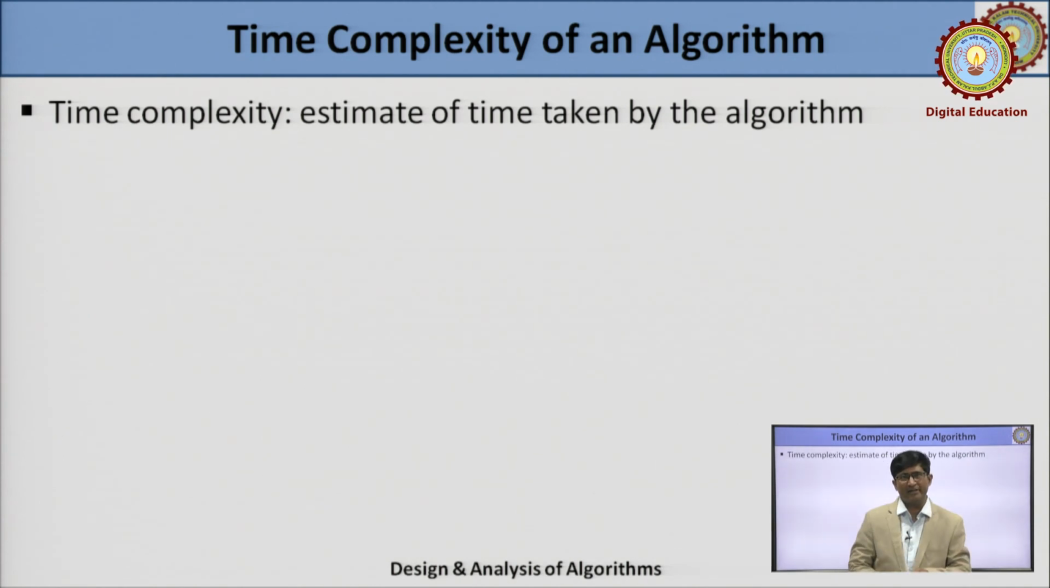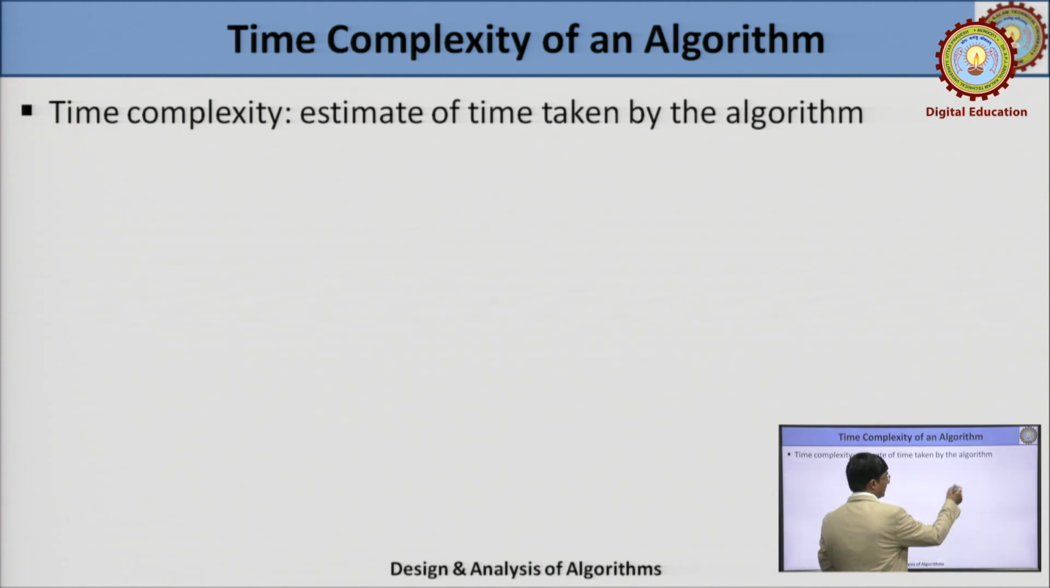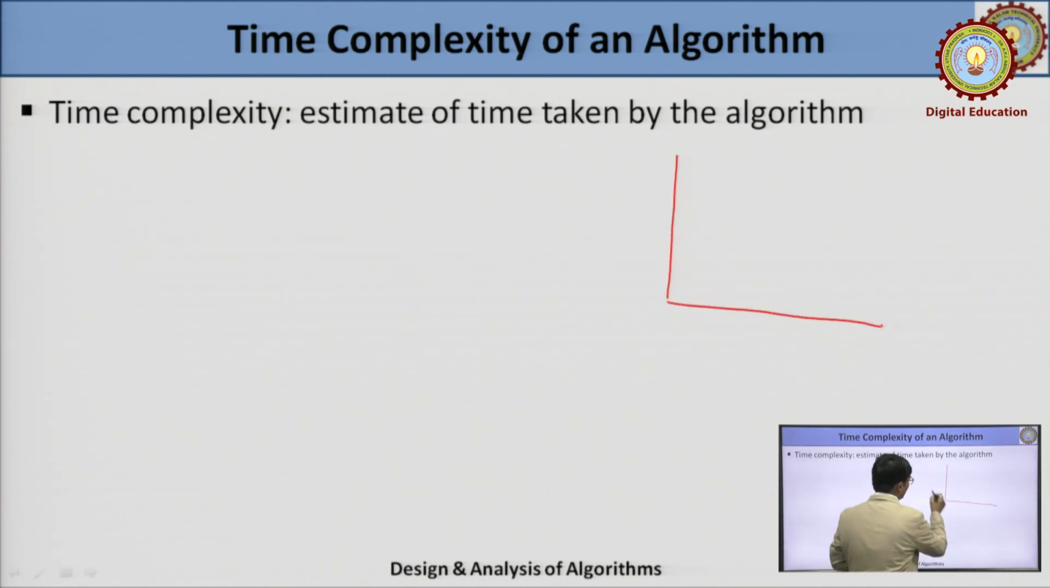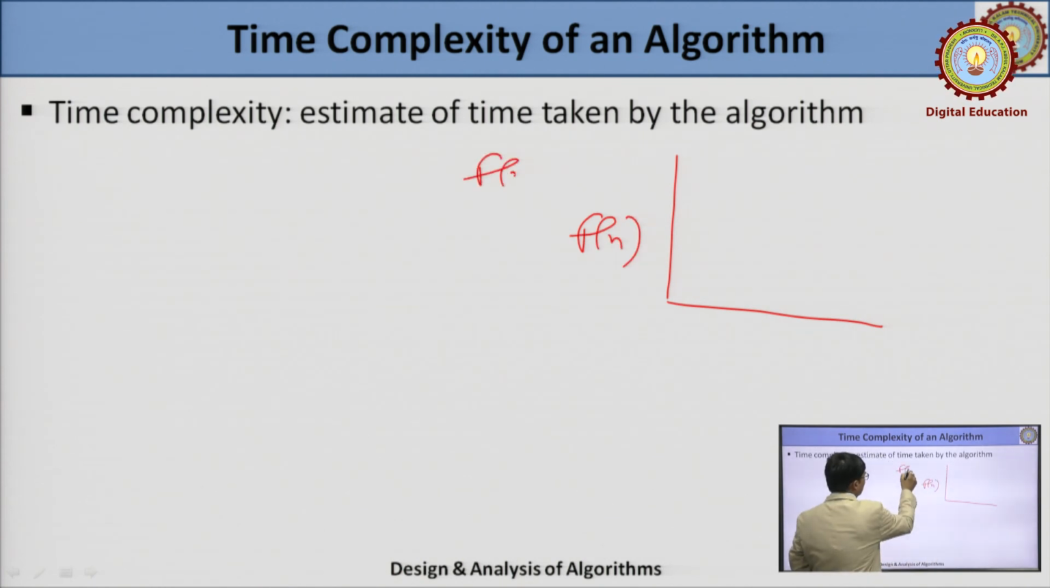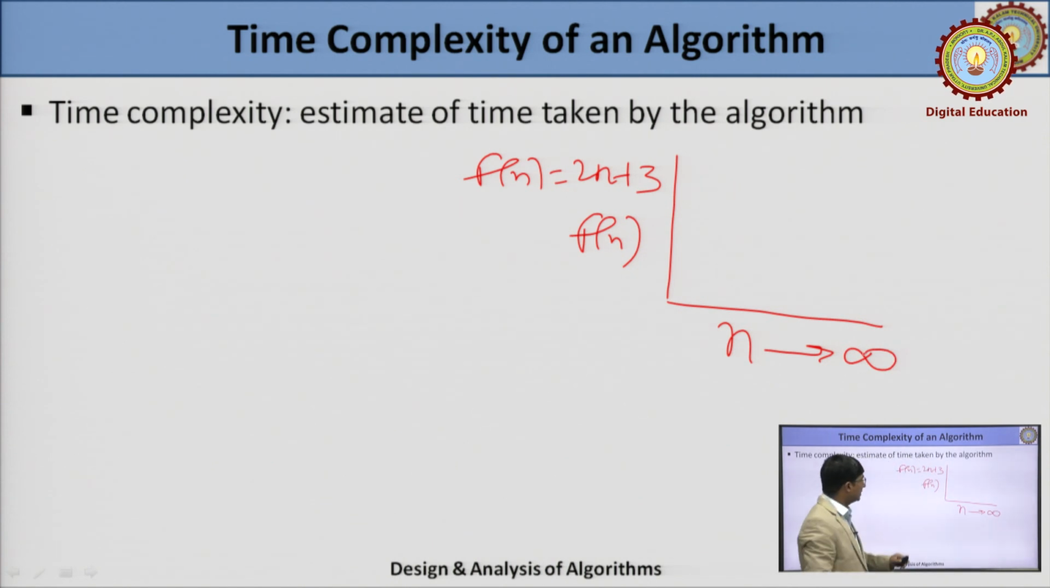So, time complexity is basically a theoretical estimation, where we try to understand how my algorithm is going to behave with respect to increasing values of n. For example, suppose my algorithm is f(n), and f(n) is 2n + 3. I would like to understand how this function f(n), which contains the number of computations in the form of 2n + 3, behaves.